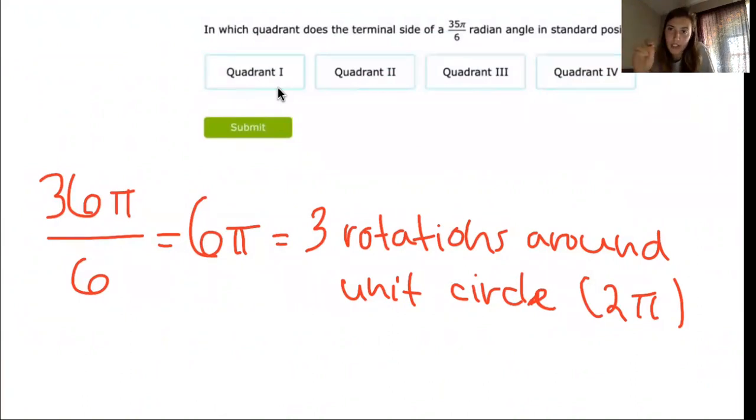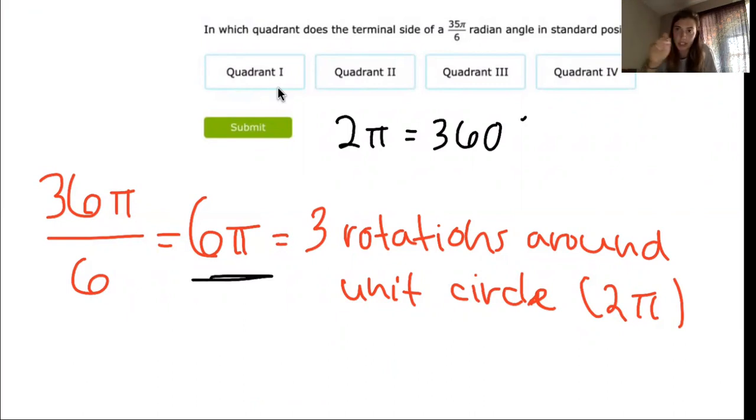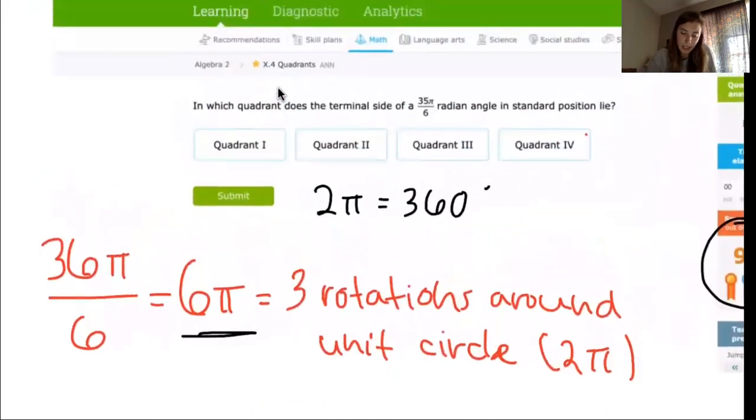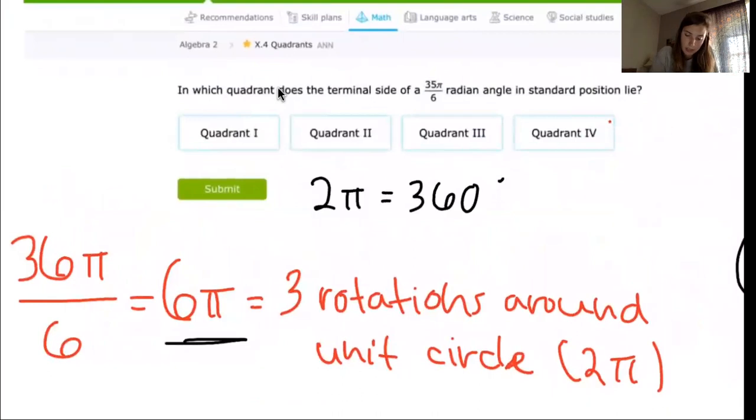One full rotation around the unit circle is 2 pi, because 2 pi equals 360 degrees. So we know that one full rotation is 360 degrees. In radians, that's equivalent to 2 pi. So if I had 6 pi, that would be 3 full rotations around the unit circle. My number is not quite 36 pi though. It's 35 pi over 6. So that means it doesn't quite get all the way around 3 times.